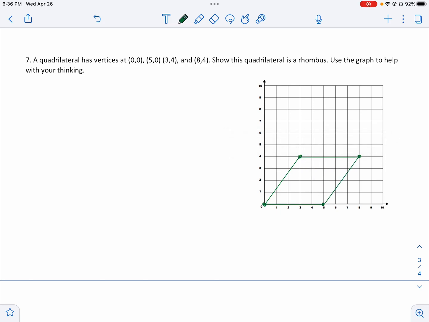And yeah, so a rhombus, just to go over, is a parallelogram that has congruent sides, and since it's a parallelogram, it's got to have opposite sides parallel.